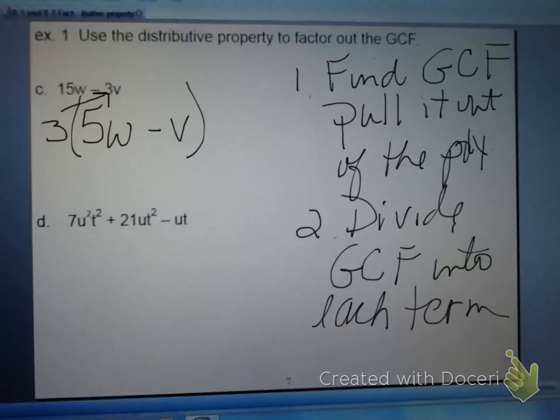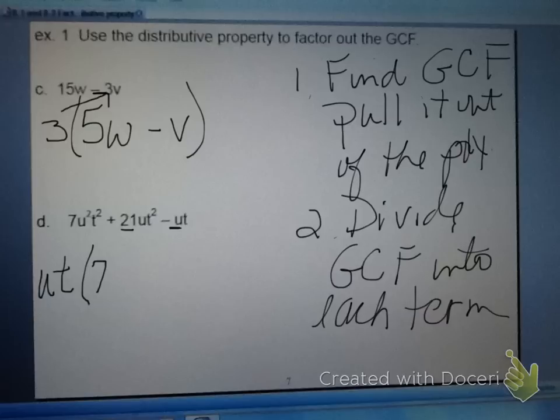Example D. Now you've got to be careful about this one. There's a 7, and 7 goes into 21, but there's not a number in the last term, so we don't have a number GCF. We have to go straight to the letter. My GCF would be a u and a t. So we don't have anything to divide the number with, so we get 7.